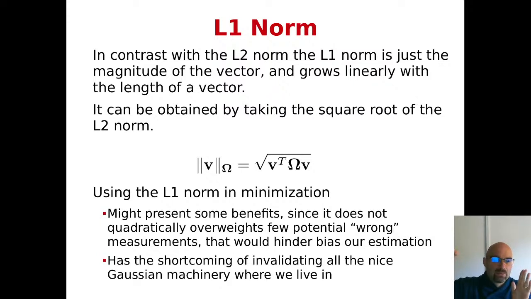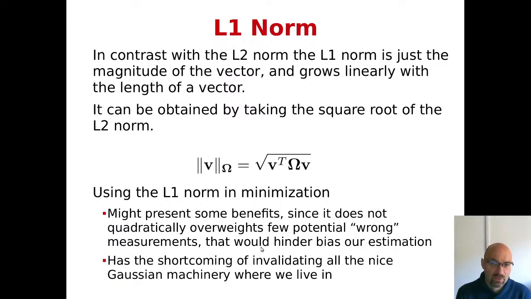while all other points were happy where they were before, and a potentially better solution would have been to ignore this one bad point, right? Or to weigh it less, or to not consider its contribution as quadratic. So we might have some benefit in using the L1 norm.